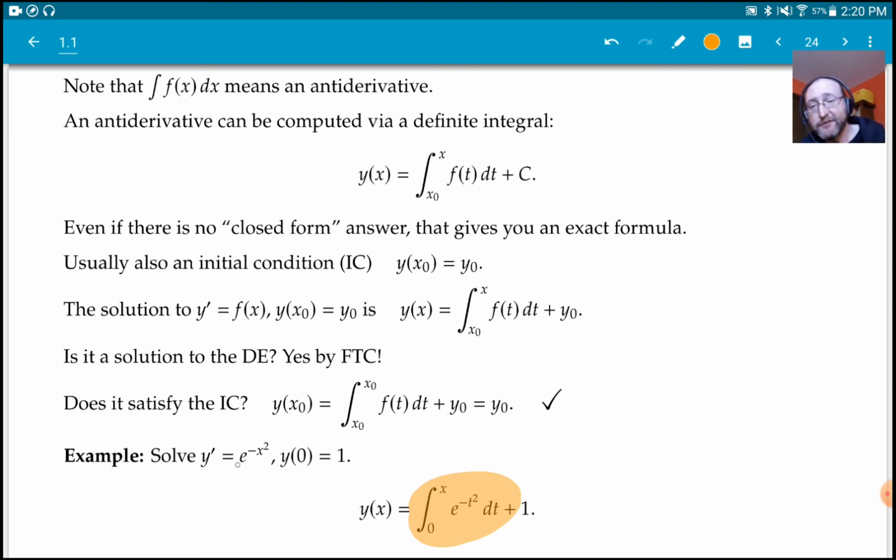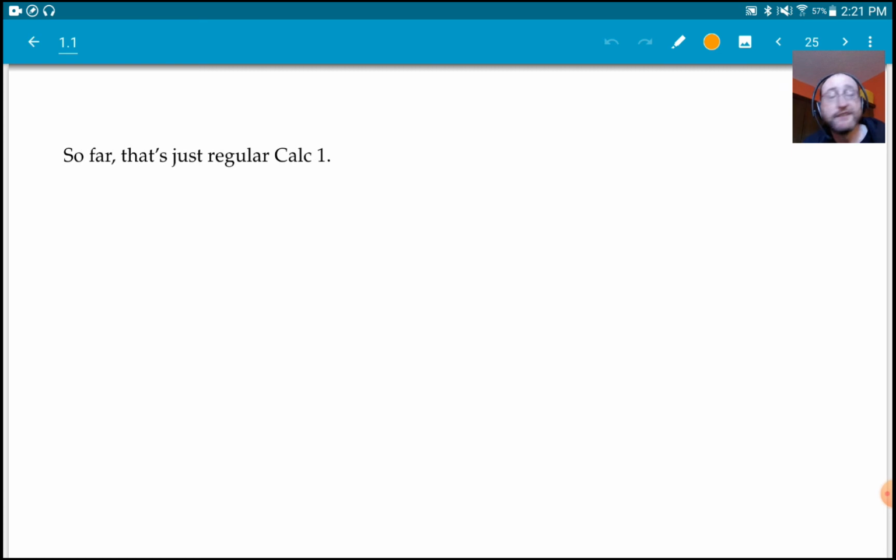And if you have something even more complicated where you cannot solve it in terms of elementary functions, just write it as an integral. There's nothing wrong with that, because this you can just evaluate very easily. All right. So far, we're just doing Calc 1. We're not doing anything new.